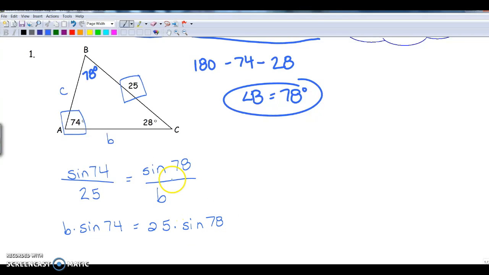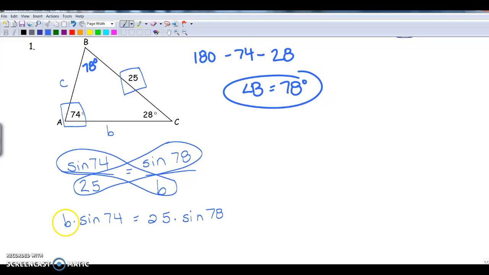So we're just cross multiplying. We're multiplying stuff on a diagonal from each other. So it looks like this. Now before we type anything on our calculator, we want to get B by itself. If you notice B and sine 74 are being multiplied, to undo that we're going to divide. So we're going to divide by the sine of 74. Now, they'll cancel on the left. On the right side, we got to type all this in on our calculator.